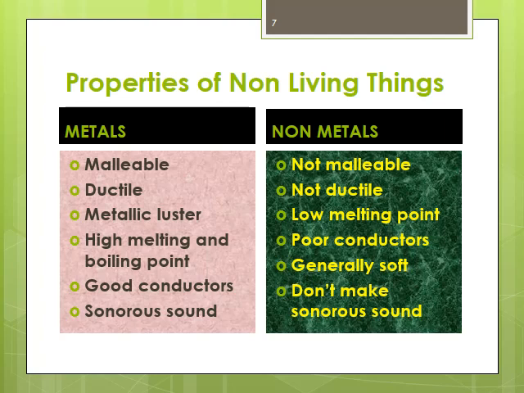The next thing about metals is that they are ductile. By this we are referring to the fact that they can be drawn into wires. Another thing about metals is that they have metallic luster, and by this we mean that they can shine when polished. Another property of metals is that they have high melting and boiling points. Another characteristic of metals is that they are good conductors of heat and electricity. And lastly, metals make a sonorous sound when beaten.